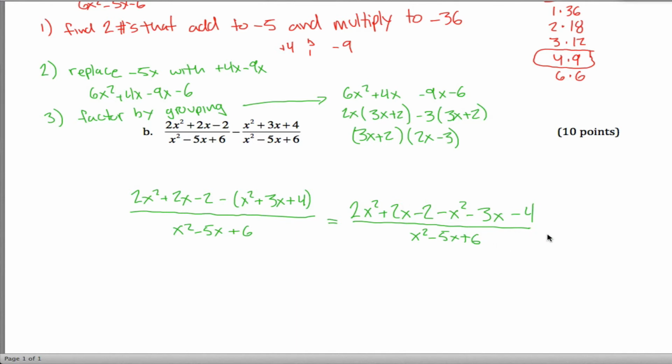Note that up top here, I have a lot of like terms. I got 2 of these x squared things, and I got negative 1 of these x squared things. That nets out to just positive 1 of these x squared things. I have 2 of these x's, and I'm taking away 3 of these x's. You're at 2 on the number line, you move to the left 3 spaces, you're now at negative 1 on the number line. I have negative 1 of these x's.